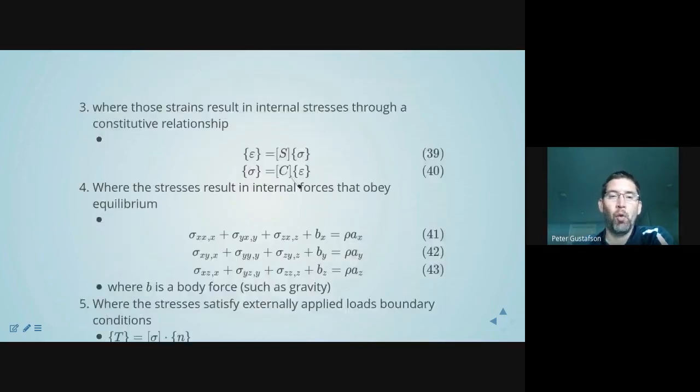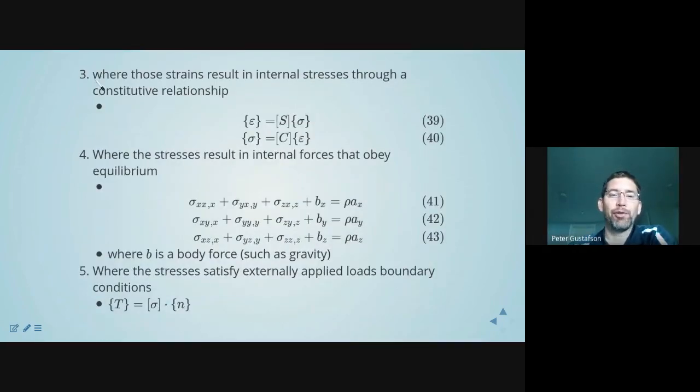Now, once you've got that, you still have to have those strains result in a set of internal stresses as described by the material's constitutive relationship. That's this S and C coefficient matrices, where stresses result in strains and strains result in stresses. Those stresses, which correspond to the strains that we just calculated, need to then follow internal equilibrium, stress equilibrium. So these are internal forces that satisfy equilibrium.